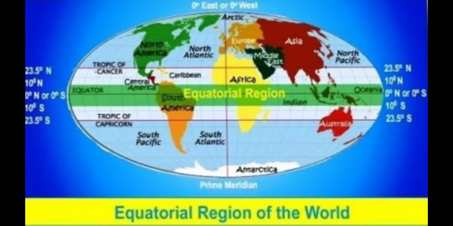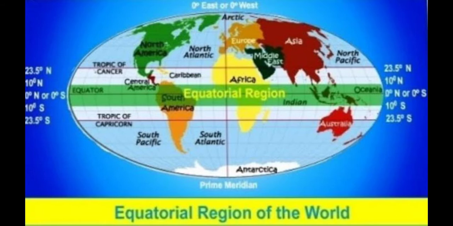And it is the hottest part of the earth because the sun's rays fall directly on this area. That's why it is the hottest part of the earth, and that's why it receives the direct rays of the sun and heavy rainfall throughout the year. So the equatorial region gets heavy rainfall throughout the year.